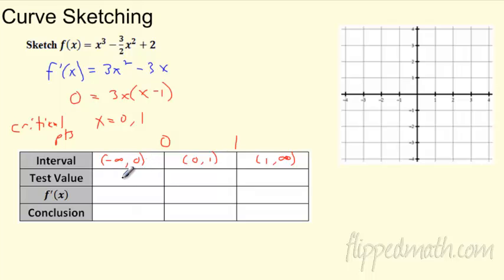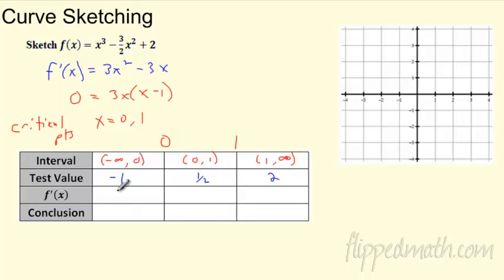I mean, you could choose negative 470, but I'm going to choose negative 1 because 1's so easy to work with. A number between 0 and 1, I'm going to pick a half. And then what's a number between 1 and infinity? Let's just do 2, keep it simple here.